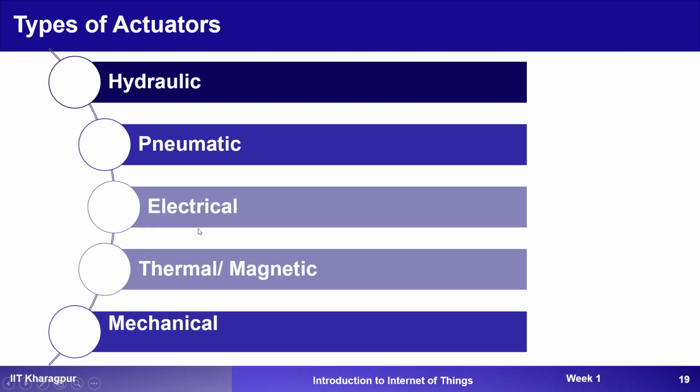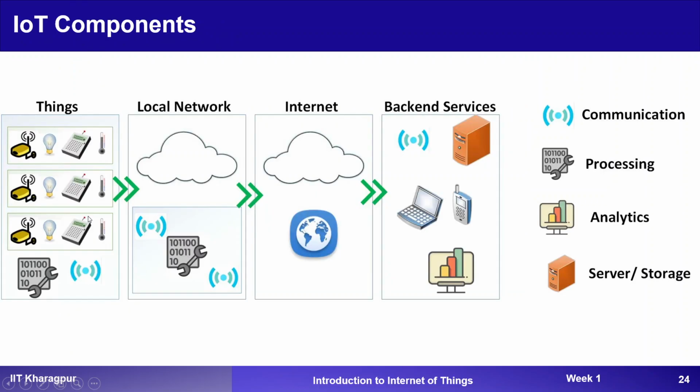From this figure you can see the different components. These are the things or devices, which can be sensors, actuators, all of which come under things or devices. Then the local network, then the internet and backend services, and there is also an application with the help of which you can access the functionalities provided by the IoT.